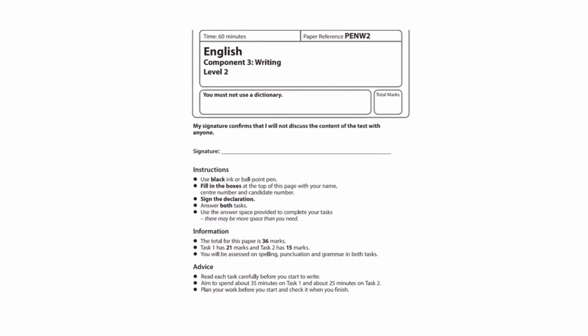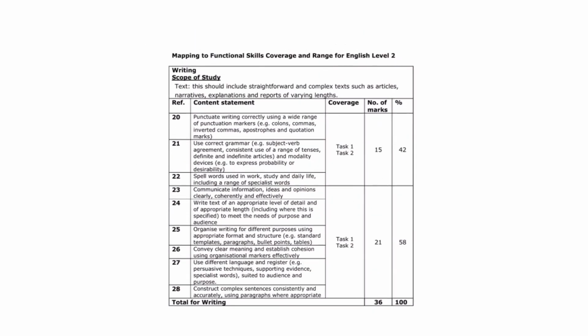Before we look at the questions, we'll have a quick look at the marking criteria that you'll be assessed on. So during your writing exam, you'll be assessed on these criteria here. Including punctuation, using correct grammar, spelling words correctly, including specialist words, communicating your information, ideas and opinions clearly, coherently and effectively so that your writing makes sense, writing using an appropriate level of detail and making sure that your writing is an appropriate length, organising writing for different purposes, using formatting and structure.